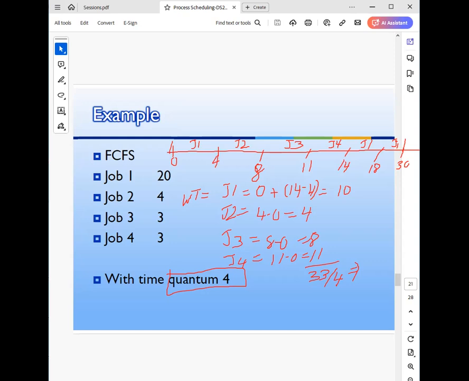Work out the questions because there is a definite question coming for the CAT. So work out the past questions and then you will do well.